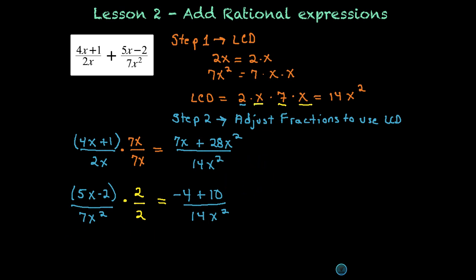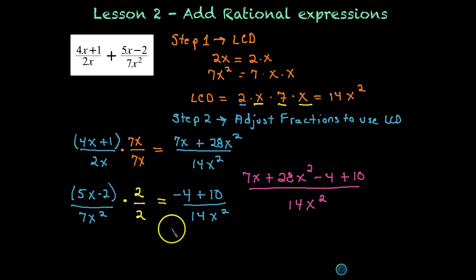Okay, let's go ahead and write this. So what we have is 7x plus 28x squared minus 4 plus 10x all over our common denominator of 14x squared. Okay, so step 3 then would be to add together our numerators.